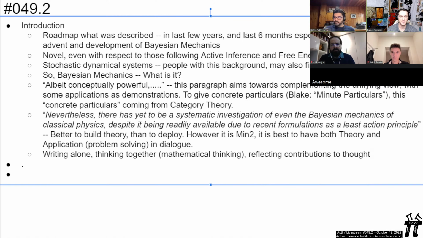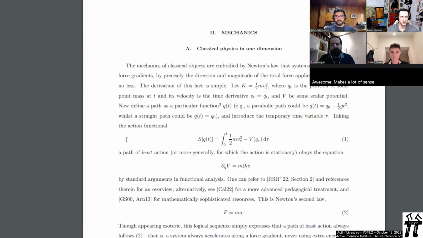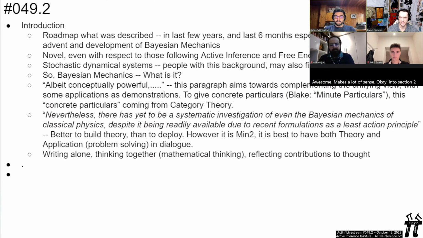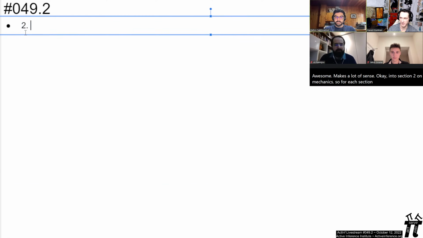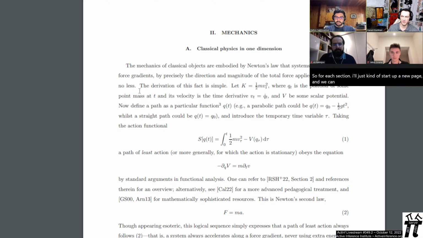Awesome. Makes a lot of sense. Okay, so into section 2 on mechanics. For each section, I'll just start up a new page and we can bring in equations and quotations as seen fit. So let's just begin with section 2A, classical physics in 1 dimension. Why start here and what does this section say?